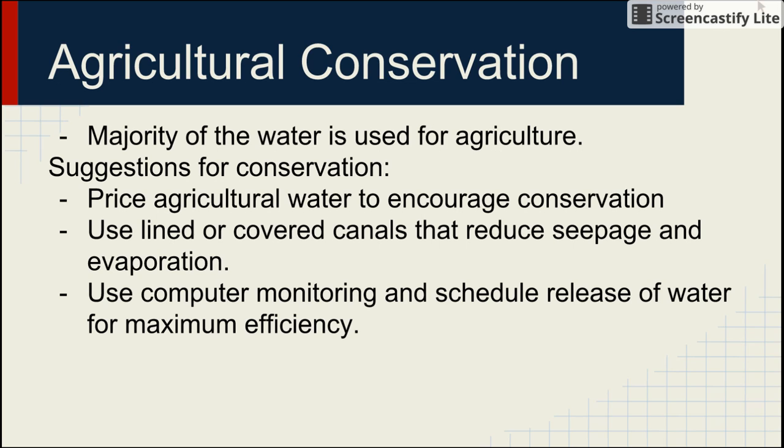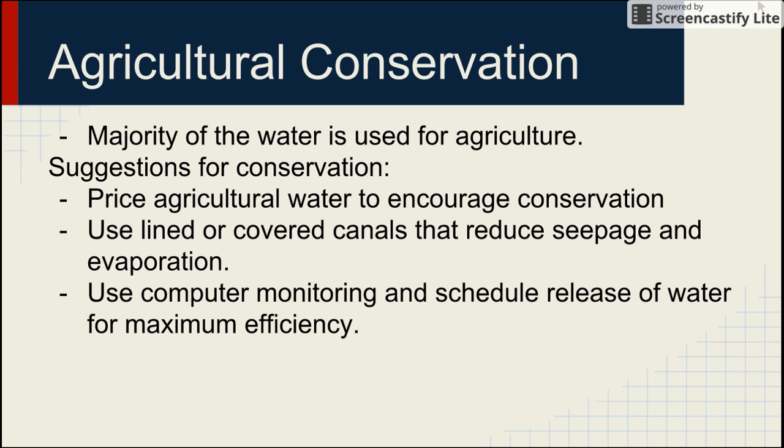Agriculture uses a lot of water resources. To promote water conservation, the price of water for agriculture can be raised to decrease the amount of water being used and extracted by farmers. Also, farmers can encourage the use of computer monitoring to increase water efficiency or use covered canals to reduce seepage.